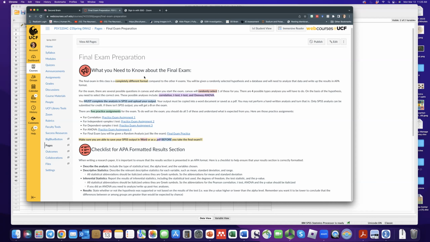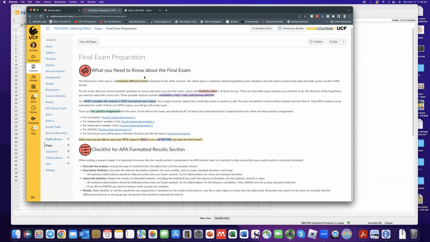So for the exam, there are several possible questions that I have in a database in Canvas. And when you start the exam, Canvas is going to randomly select one of these for you. And so there are 4 possible types of analysis that you'll have to do on the basis of the hypothesis. You will need to select the correct one. So these possible analyses include correlation, independent samples t-test, paired samples t-test, or a one-way ANOVA. And for the analysis, you must complete the analysis in SPSS and upload your output.